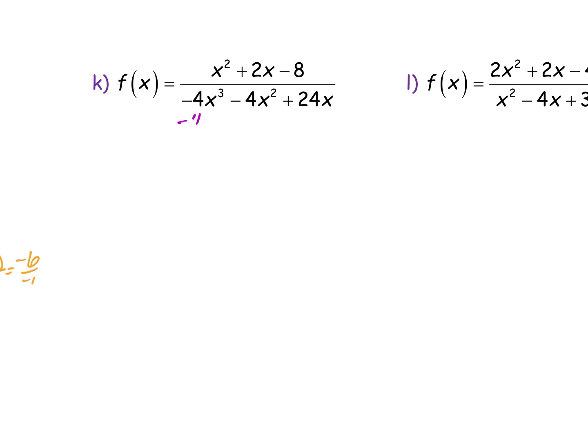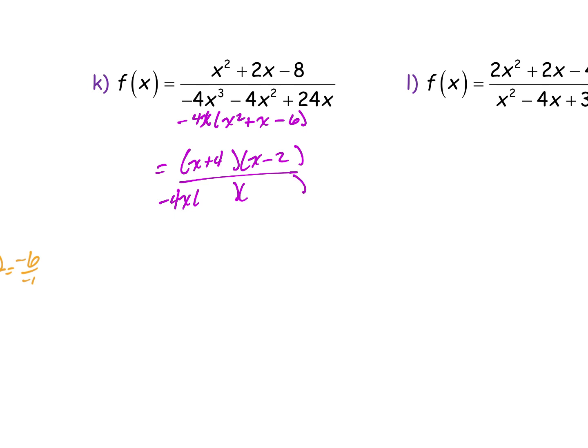Let's see this. If I take a -4x out, I'm going to get x squared plus x minus 6. Okay. So this factors to (x plus 4)(x minus 2). And I get -4x times (x plus 3) and (x minus 2). I think that looks like it's right.